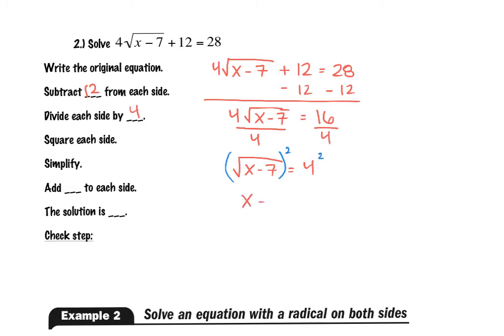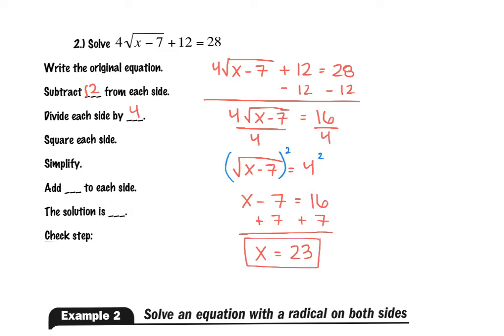So that's going to give me x minus 7. You're not squaring what's under the square root sign because that squaring is just undoing the square root. So it basically just takes away that square root. So now I have x minus 7 equals 16. And I just have one more step here to get x by itself, and that is to add 7 to both sides, which gives me x equals 23 as my solution.